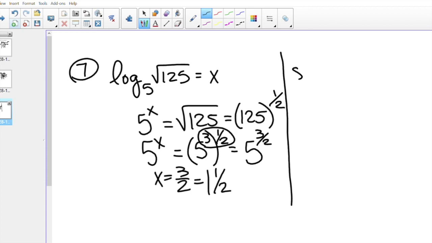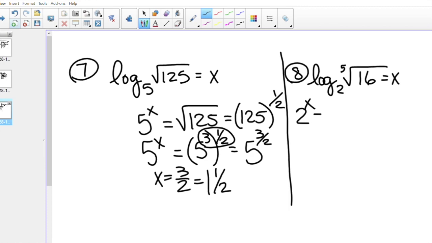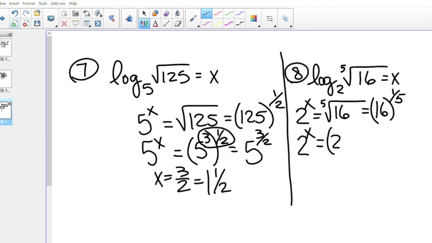All right, let's do number 8. Log base 2 of the 5th root of 16. Now we're looking for an answer. So you'd say 2 to what power is the 5th root of 16. Now we would write 16, and the 5th root is something raised to the 1/5 power. So you have 2 to what power is equal to, now change 16 to a power of 2. Well, 2 times 2 is 4, times 2 is 8, times 2 is 16. So that's the 4th power, and you have that to the 1/5. Now multiply your powers, so it'll be 2 to the 4/5. Then x is 4/5.